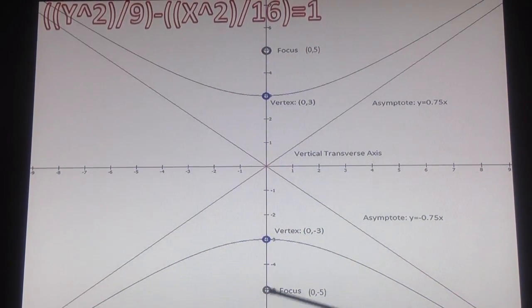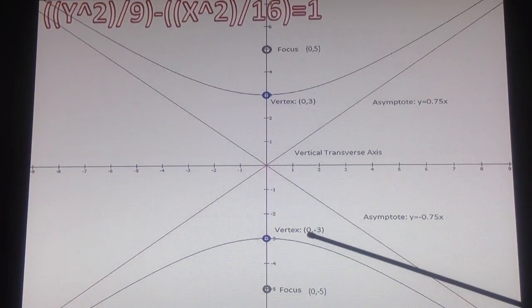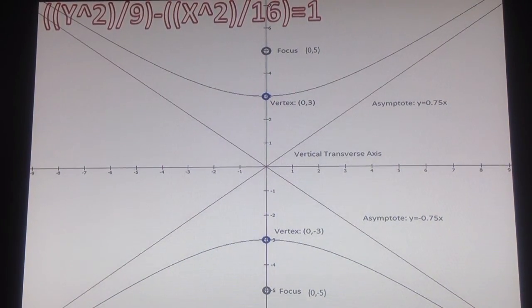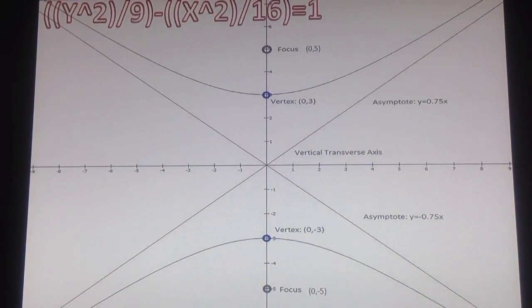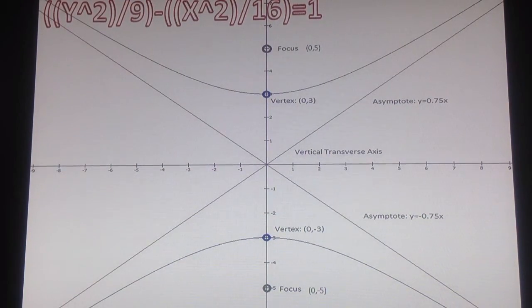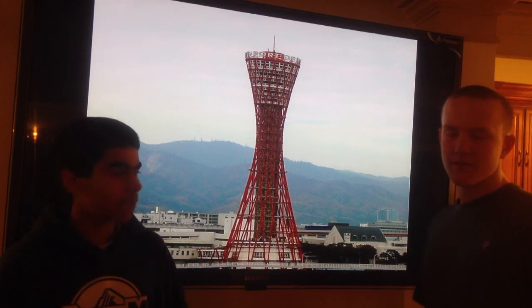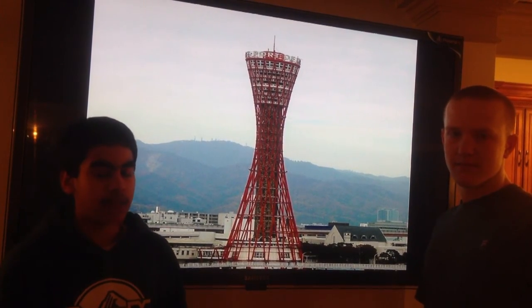negative 5. The asymptotes are y equals positive or negative a over b times x, so y equals positive or negative 3/4 x. Draw the smooth curve through the vertex that never crosses the asymptotes, and that is your graph. Another example of a hyperbola is the Kobe Tower in Japan.